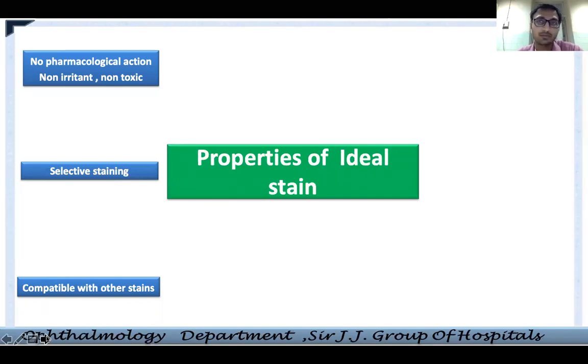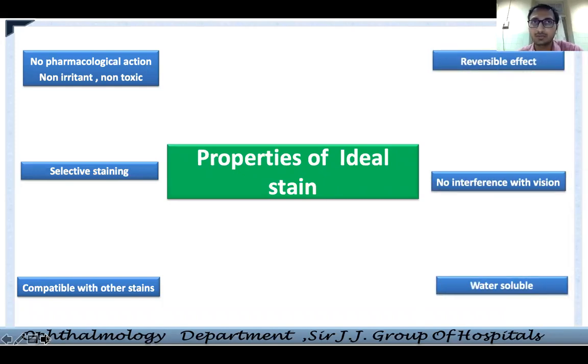It should be compatible with the other stains. Like I can put 3, 4 stains together and it should give me a colorful ocular surface. It should be reversible. Patient should not go home with red eyes. There should be no interference with the vision, and it should be water soluble. So basically any ideal stain is like a dream, but at present we don't have any ideal stain which will fulfill all the properties, but we do have certain things which are near to it and help in our diagnosis of the ocular surface.